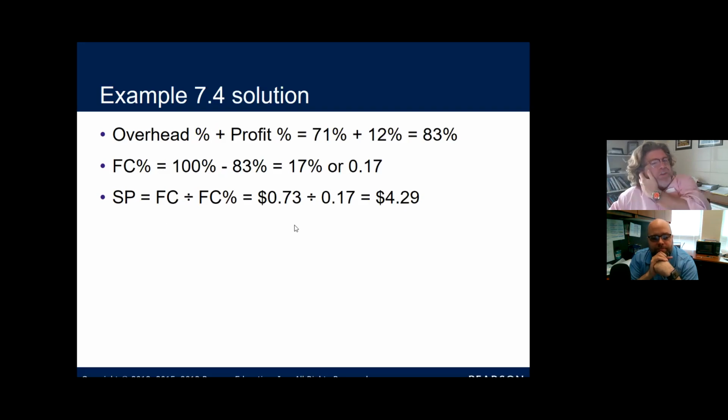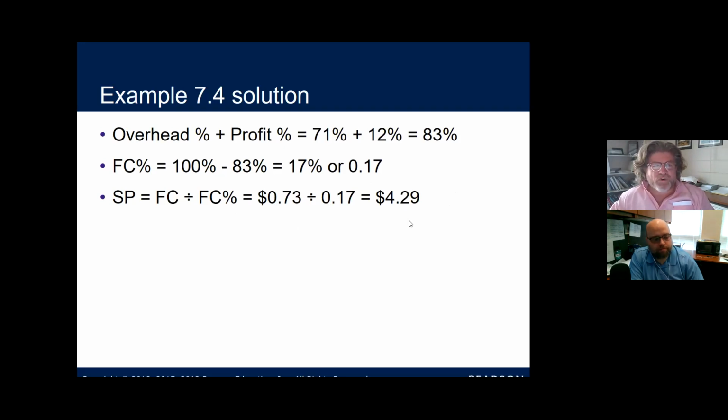So here we have the overhead is 71%. The profit that we're desiring for the dessert category is 12%. So that leaves us with 83%, which means that our food cost percentage is going to be the 100% total minus this 83%, which means our food cost percentage on desserts is 17%.